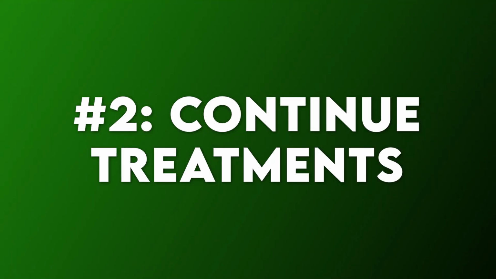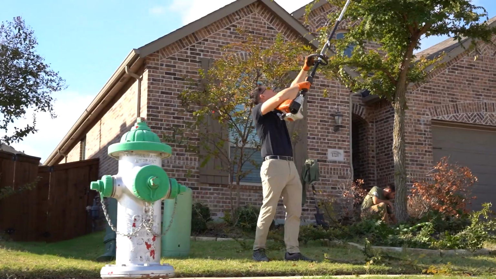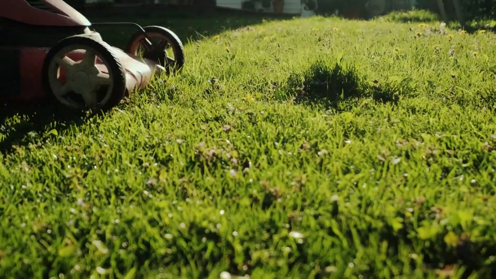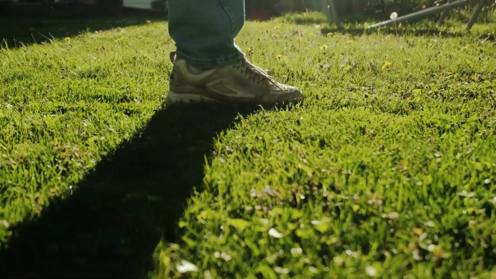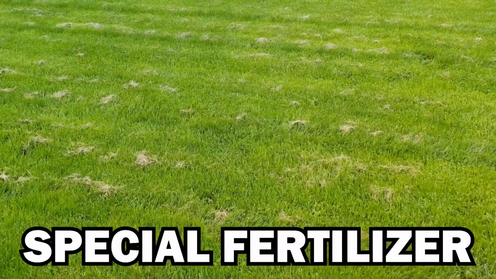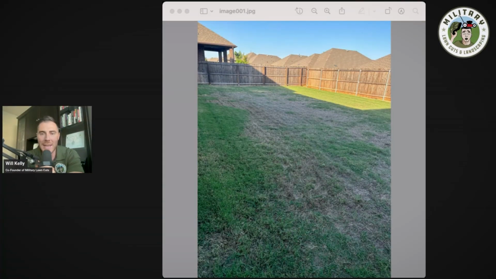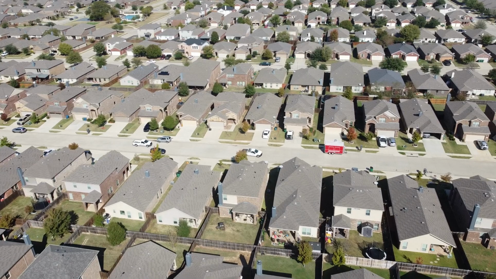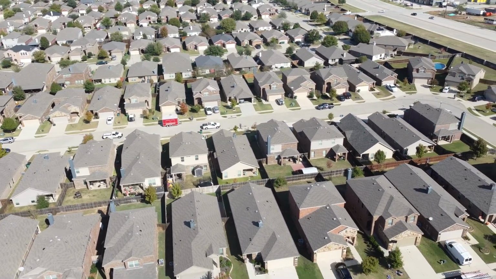Step number two, most customers are like, well, I want to pause my weed treatments and my pre-emergence and all this stuff. The last thing you want to do is actually stop treatments, because we want to continue the treatments and shift over to a special fertilizer that has very, very low nitrogen. We do not want to come out here and put more nitrogen on the lawn and blast it with nitrogen. It will make it worse. We also don't want to go out and put pre-emergent down. It will make it worse. We need to use a special fertilizer for the next 6 to 12 months on this property every single time.